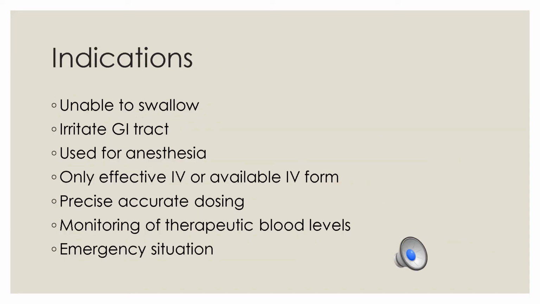Why do we give IV medications? We give IV medications for patients who are unable to swallow, anything that may irritate the GI tract, if they have a history of Crohn's and they need to be NPO. Used for anesthesia. It's only effective in IV form or only available as an IV. IV medications give precise, accurate dosing. We can monitor therapeutic blood levels, and also in emergency situations where the patient needs meds right away, we'll give them in intravenous or IV form.